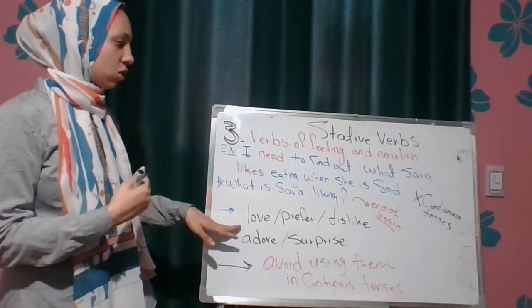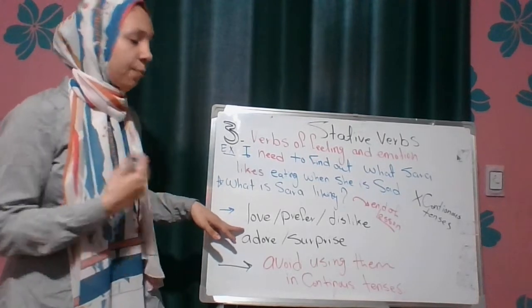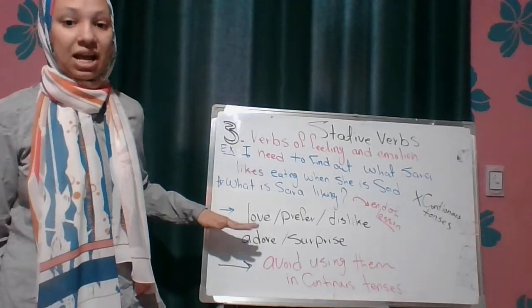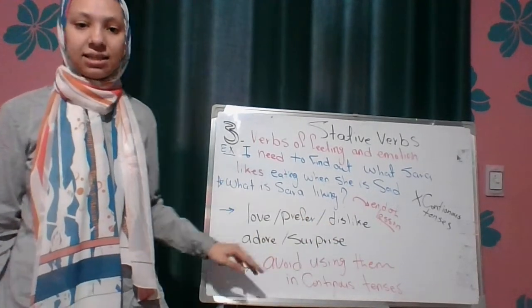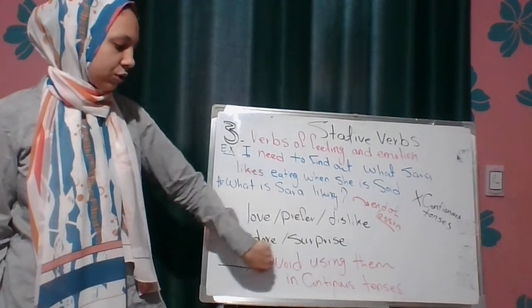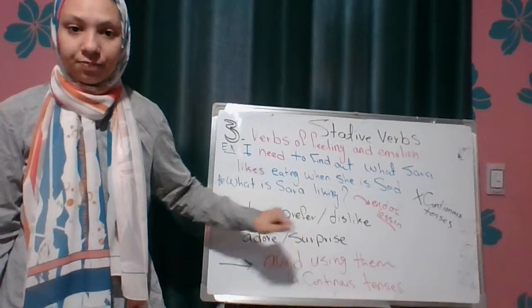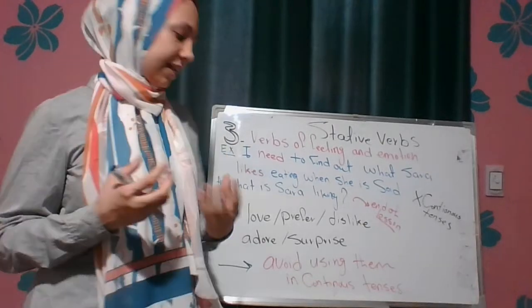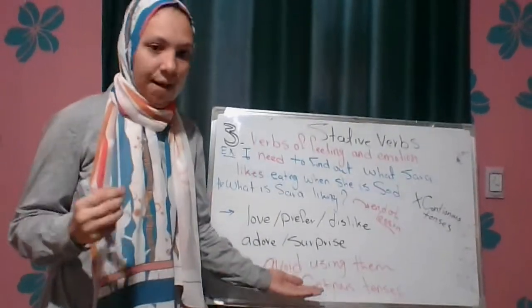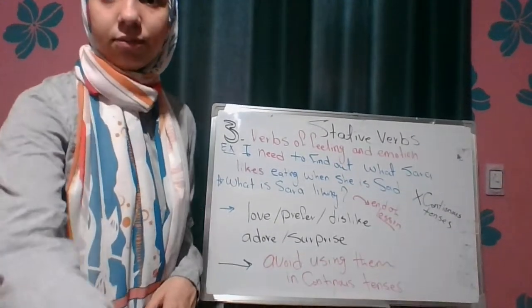Some examples of verbs of feeling and emotion: love, prefer, dislike, order, surprise. And avoid using these words in the continuous tenses.